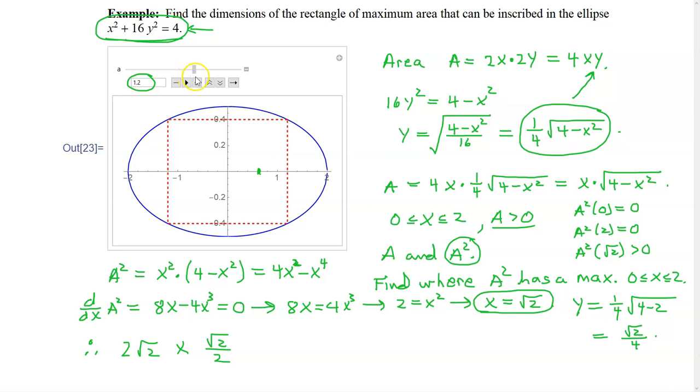So the rectangle we found is about that rectangle right there. And yeah, that does look like that rectangle has a large area in comparison to the alternatives like this one or this one. You see, it does look like it has a fairly big area. And so it seems reasonable that our answer is correct.